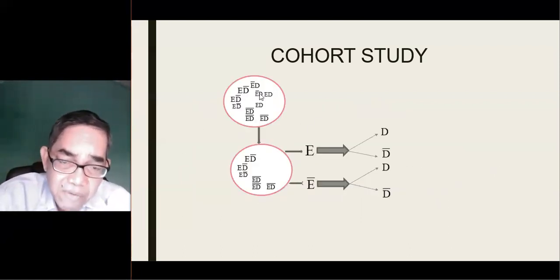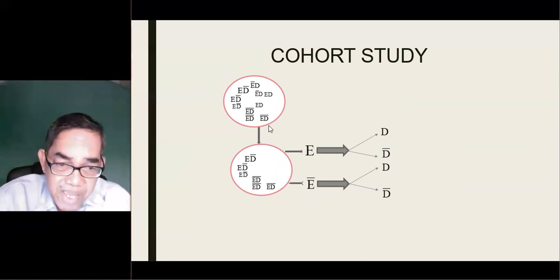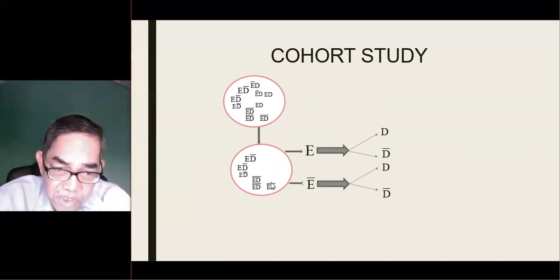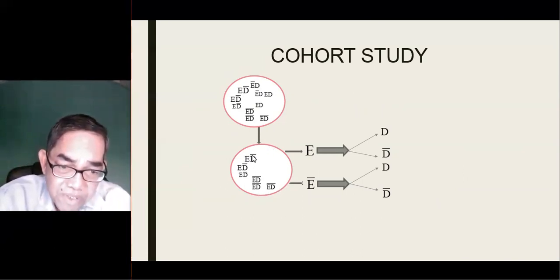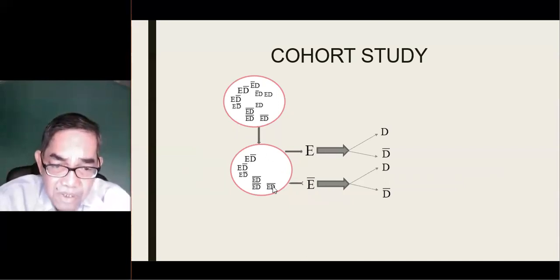So let's give a diagram of this cohort study. So again, this is the original population. People with the disease are excluded. So we only have people who don't have the disease, D bar. Those with D are excluded. So they are not qualified, and only those who don't have the disease are qualified. And these people who don't have the disease are grouped into two: the exposed and the unexposed.